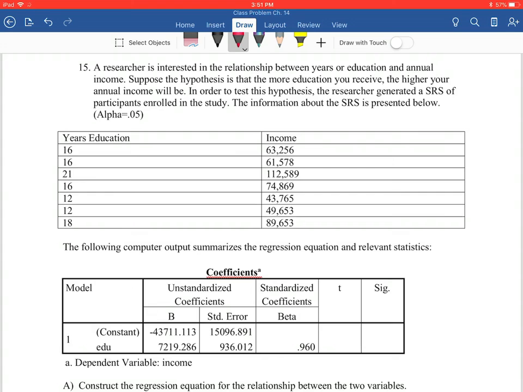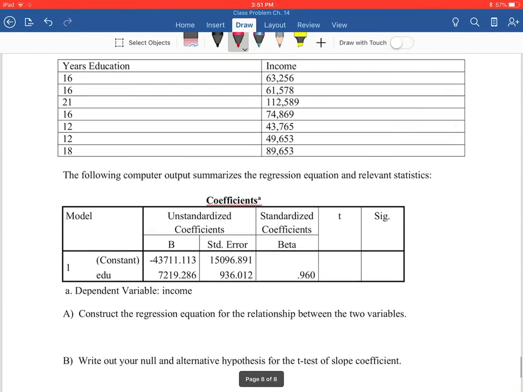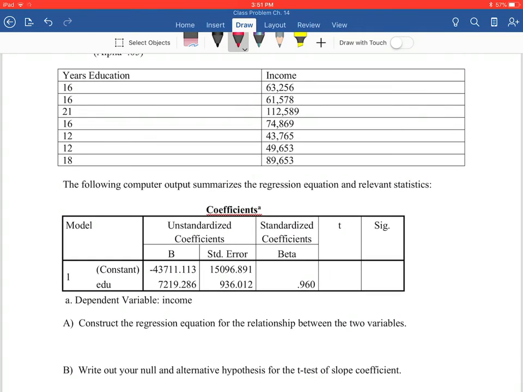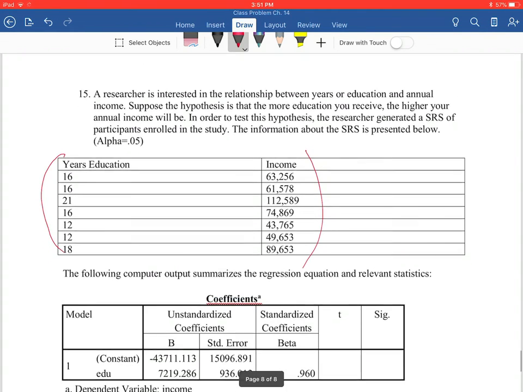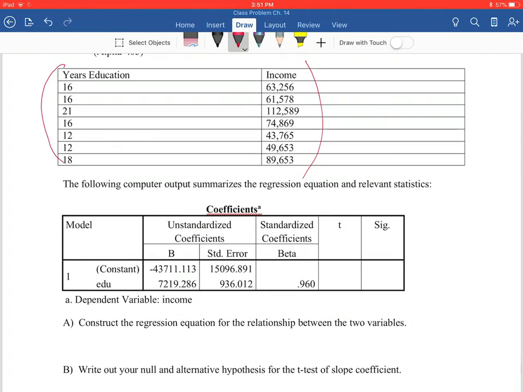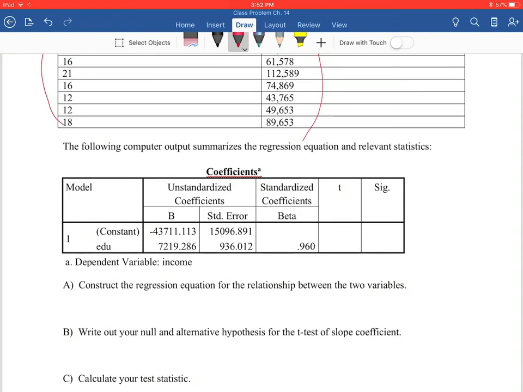15 is here. So we're going to talk about number 15 here, and here we have researchers interested in the relationship between years of education and the income you earn. So here's your table in years and income. Notice how it doesn't tell you what your X and Y are. You would have to figure this out. Like I said, this one's a little bit more challenging.